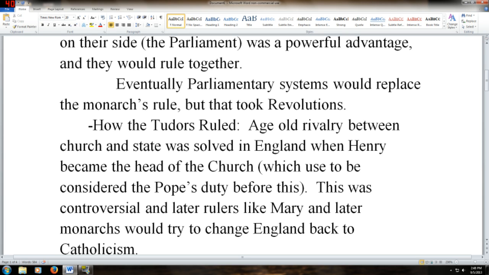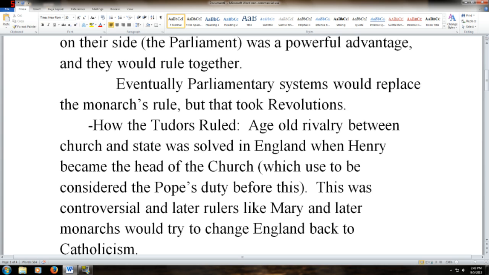So how the Tudors ruled: there was this age-old rivalry between church and state that was finally solved in England when Henry VIII became the head of the church. He decides that, I don't want to listen to the Pope anymore. The Pope isn't going to have any power over me. So he, in essence, took the Catholic Church's holdings, and to get more favor with Parliament, gave away a lot of the church's lands to parliamentarian leaders, and was able to become head of the church. And that was usually a title reserved for the Pope prior to Henry VIII doing this.